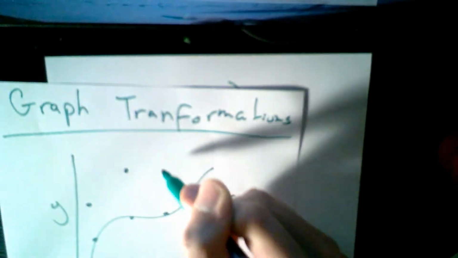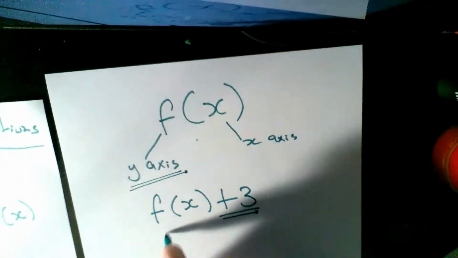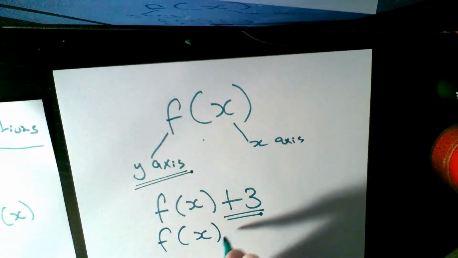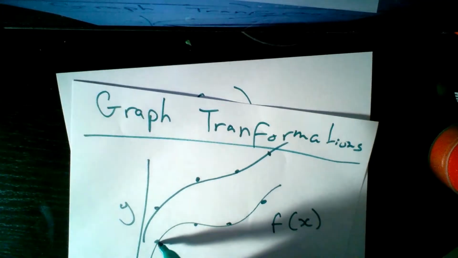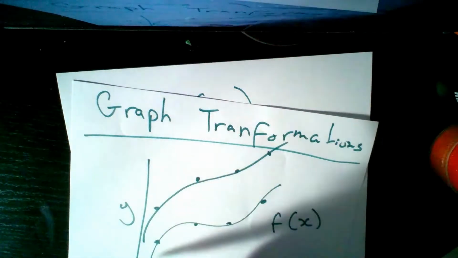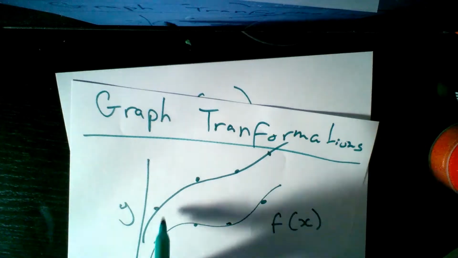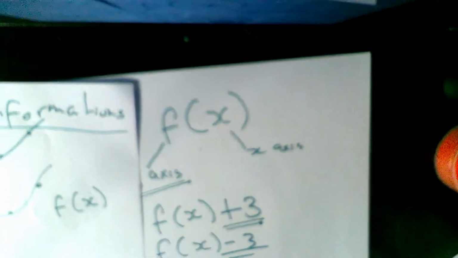So for each point on the graph, we increase it by 3. 3, 3, 3, and now we form a new line. Okay? This is f of x plus 3. If it was f of x minus 3, we would just move down the dots by 3 spaces on the y-axis, changing the y values, and the x values don't change. The x-axis doesn't change for the dots.